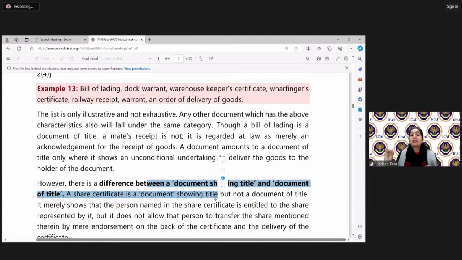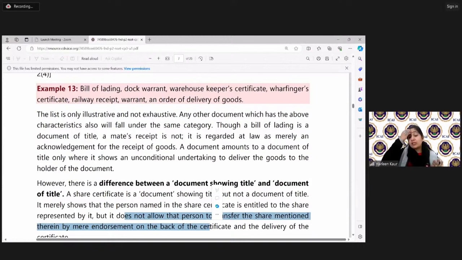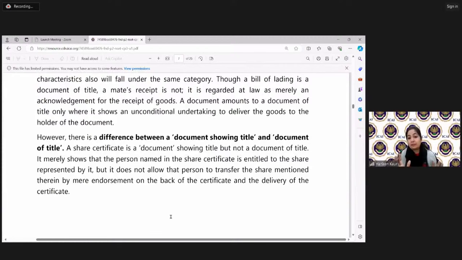Similarly, share certificate. Share certificate, jiska naam likha hai, usi ko hi owner mana jayega. It is not a document of title. Means the person named in the certificate will only get the shares. But it does not allow the person to transfer the shares mentioned by endorsement. आप share certificate को endorsement या delivery के साथ transfer नहीं कर सकते हो. क्यों? क्योंकि वो document showing the title है. It is not document of title. Simple.